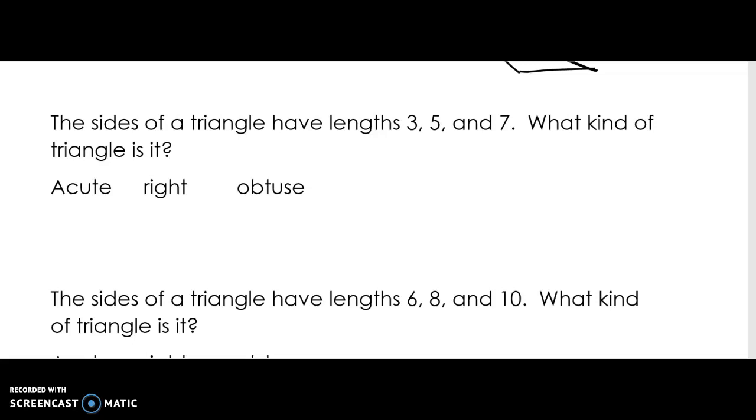So these questions weren't on it, but luckily they were easy to type up. The sides of a triangle have lengths 3, 5, and 7. What kind of triangle is it? Just be sure that your largest side is always your c, or your possible c.